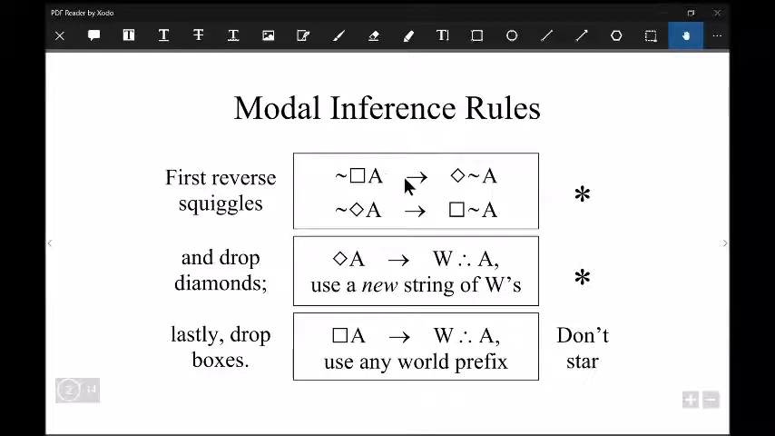You do this pretty much automatically. You can start the step and then ignore it from then on. Then you drop diamonds before boxes. Every time you drop a diamond, you got to use a new world. So it's possible that A, so A is possible in world W. You use the worlds in order. B is possible, so it's possible in world WW.